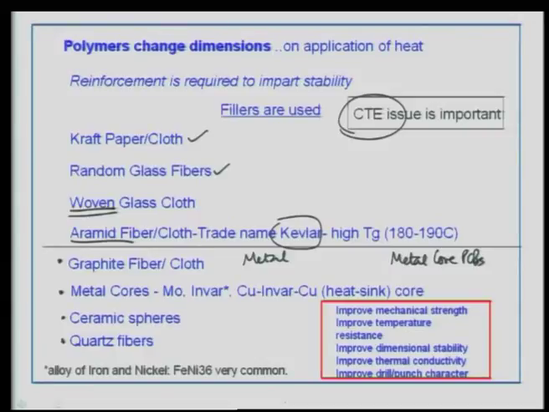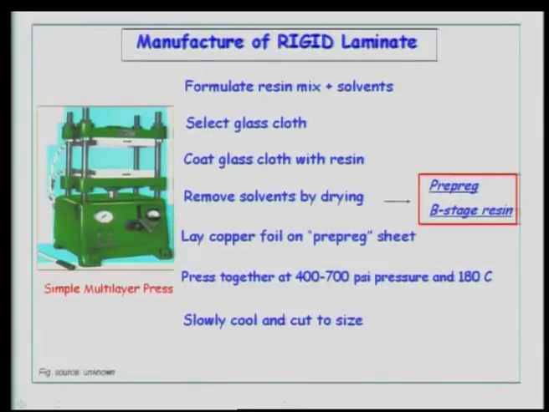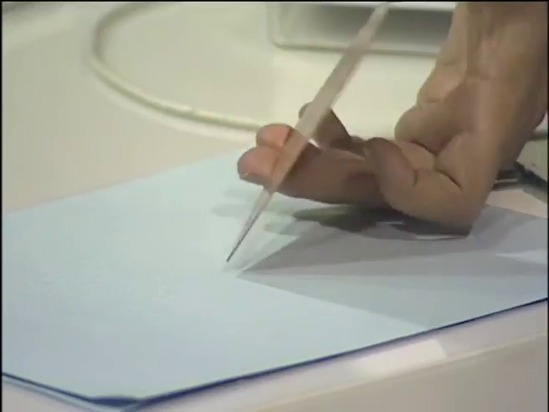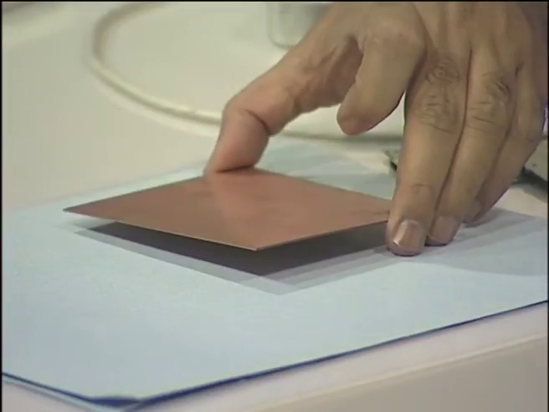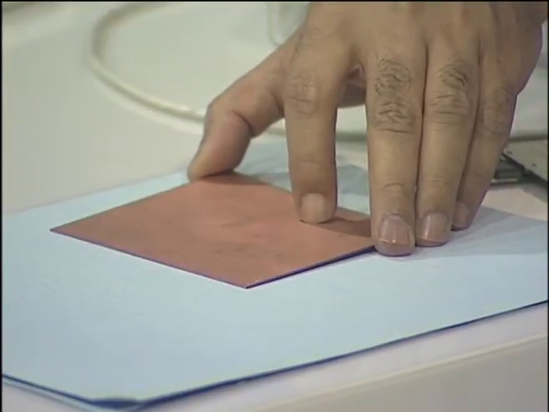Now, the filler in general will improve the mechanical strength, temperature resistance, dimensional stability, thermal conductivity, and will improve the drill and punch character, because this is a rigid mechanical process that is one of the important steps in PCB manufacture. So, the manufacture of a rigid laminate, the structure that you are seeing here, how do you finally manufacture it? We have seen the ingredients now. What we are seeing is a rigid structure. How do you do it?